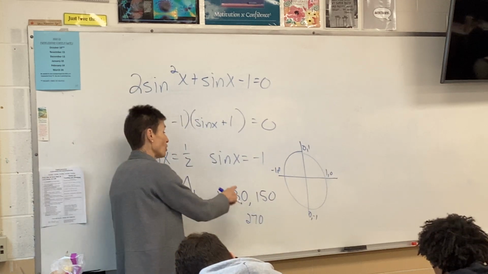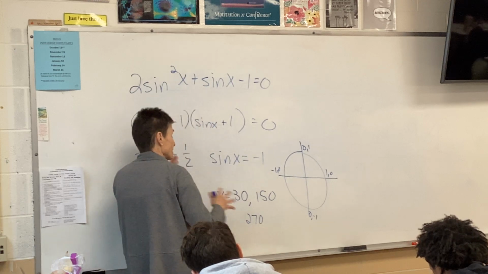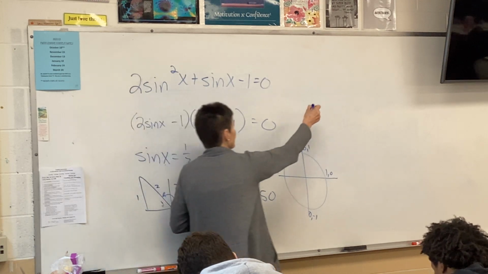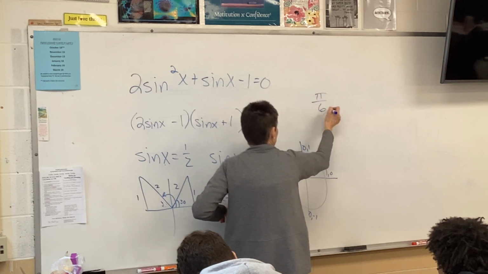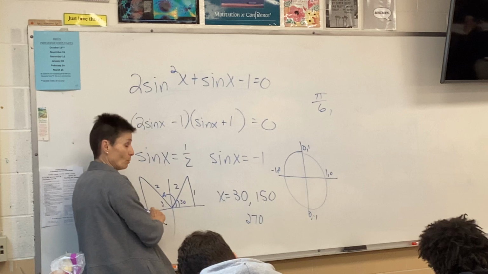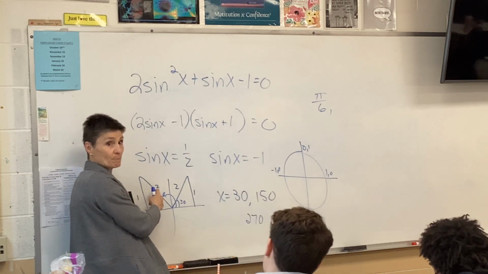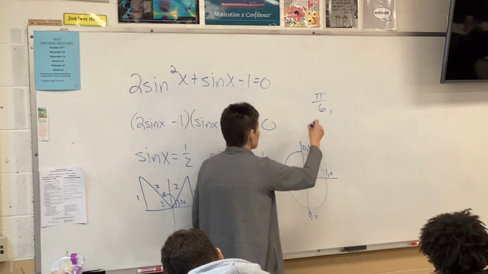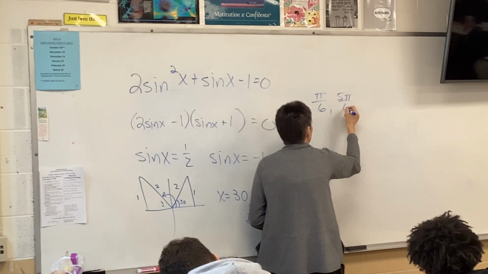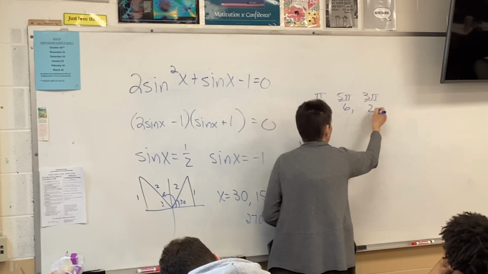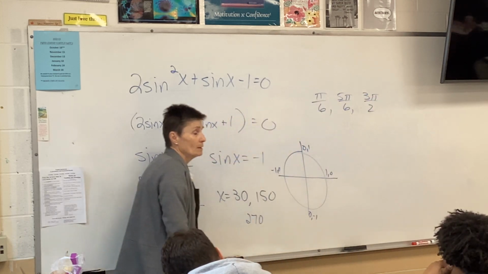Let's go ahead and change all the radians in case sometime you have to answer in radians. In radians, 30 is pi over 6. 150, which is pi minus pi over 6. Pi over 6. And then 270 is 3/2 pi. Yep.